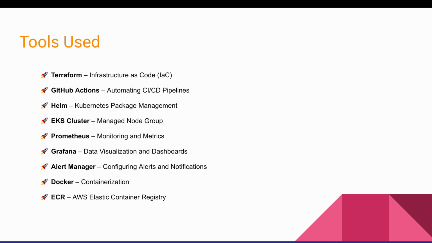To make this possible, we will be using a powerful combination of tools: Terraform for infrastructure as code, GitHub Actions for automating our CI/CD pipelines, Helm for Kubernetes package management, EKS cluster with managed node group, Prometheus, Grafana, and Alert Manager for monitoring, visualization, and alerts, Docker for containerization, and ECR, Elastic Container Registry, to store our Docker images.